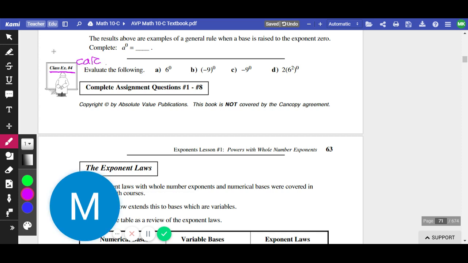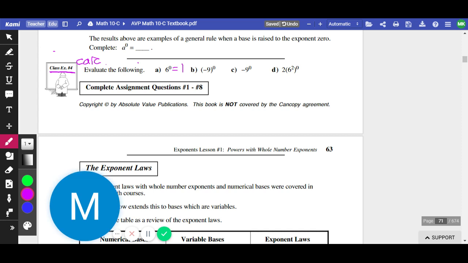So if you do question A and you do 6 to the power of 0 in your calculator, reminder that the power button is like the little hat button above the division symbol. So I go 6, little hat, 0, hit enter. The answer will be 1. Awesome. If you do B and you do -9 to the power of 0, you need to use brackets.